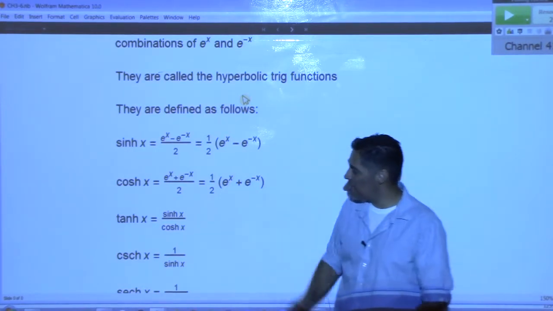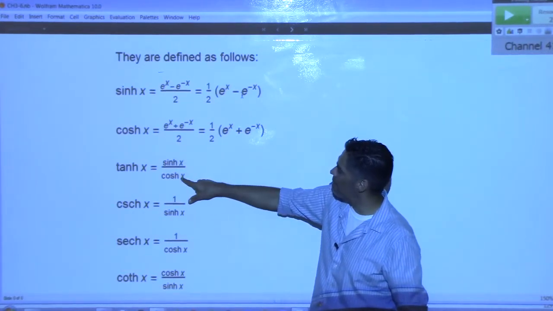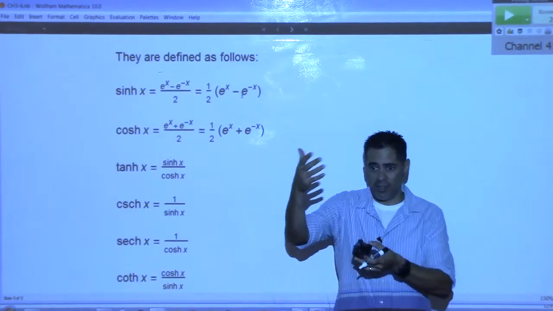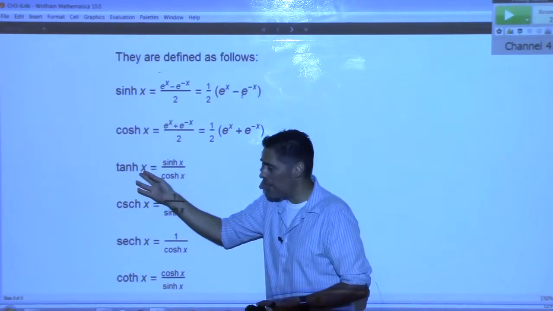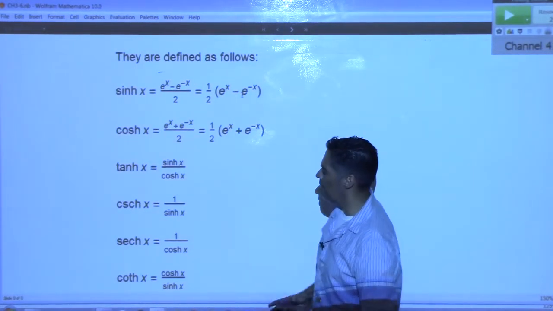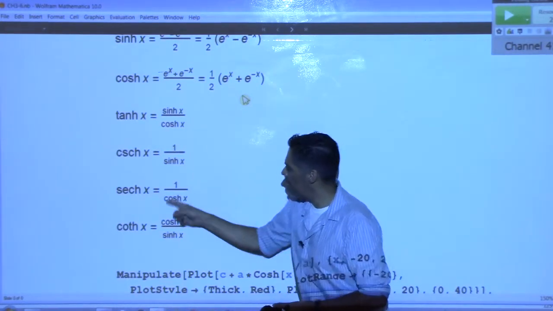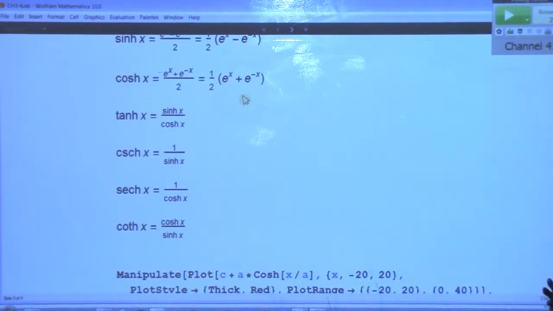All right, and then tangent hyperbolic of x is just the ratio of the sine over the cosine. Just like in pre-cal, tangent is sine over cosine. Same thing here. Hyperbolic tangent is this one divided by this one. Then cosecant hyperbolic is just 1 over that one, and secant hyperbolic is just 1 over this one. So all of that remains the same. Is that all right?